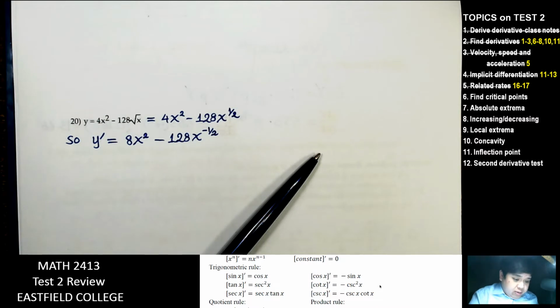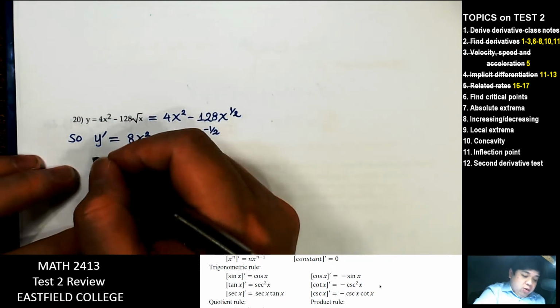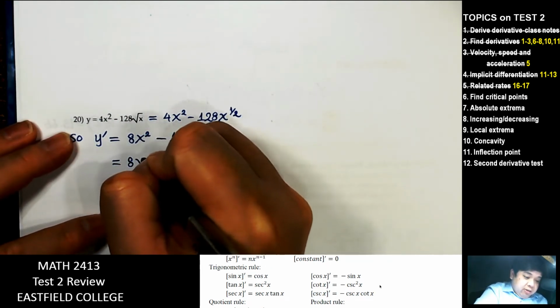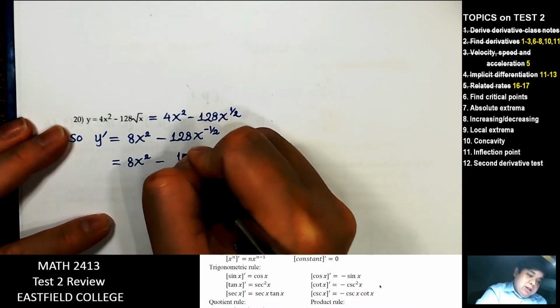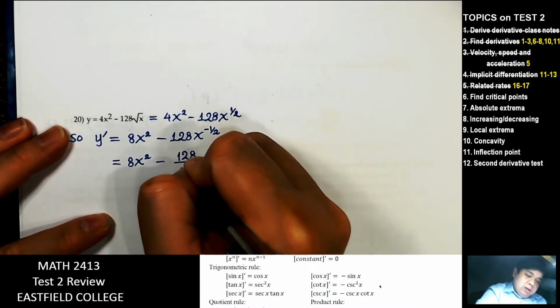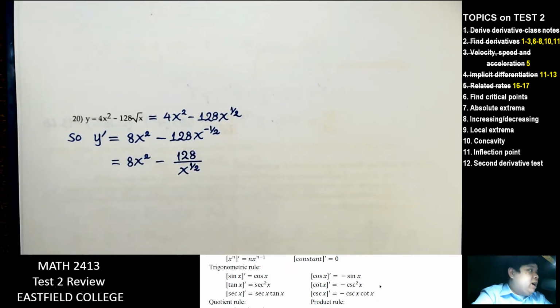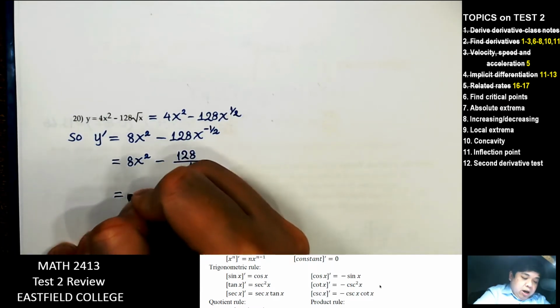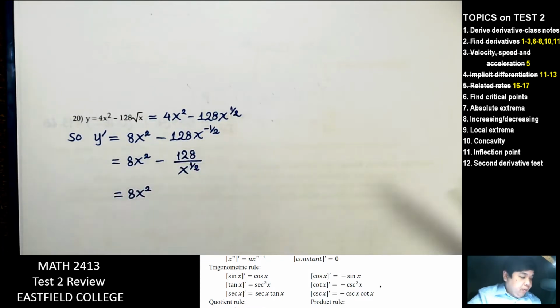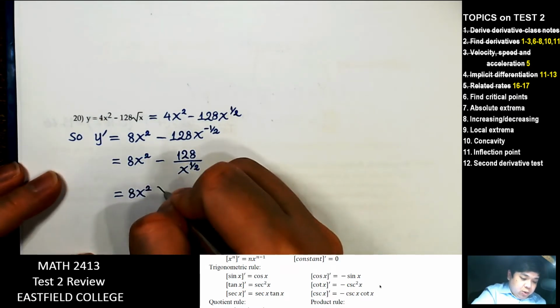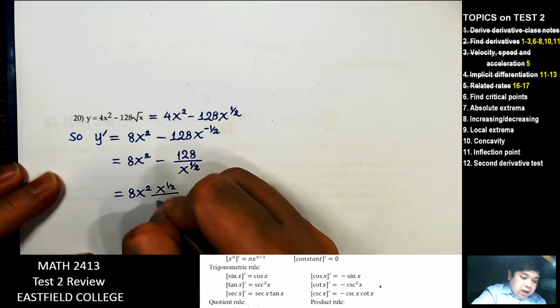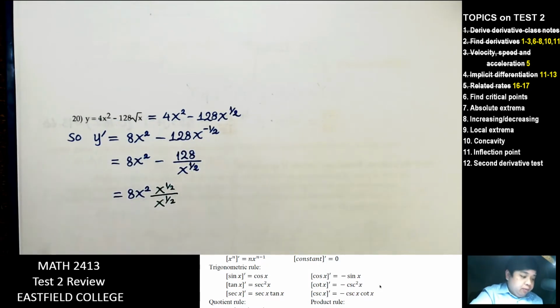But what we need is the derivative equal to 0 or does not exist. Every time we see the negative power, we have to take care of it first before we go to anything else. Right? So we have that. Now we need one big fraction. So to get one big fraction, what we do is multiply by the common denominator, x to the 1/2 on the top, x to the 1/2 at the bottom.